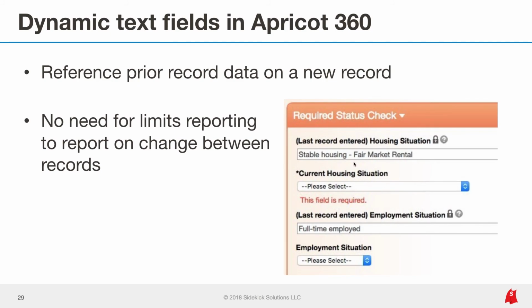So a use case like this can be helpful when tracking assessment data if you're looking to compare. It means that your users don't have to go into their systems and dig through the document folder to get this information. They can see it all on a single record. This also eliminates the need for limit reporting to report on a change between records. So if you don't feel comfortable using limits and aliases, but might want to lean into this dynamic text approach, this is something to explore.